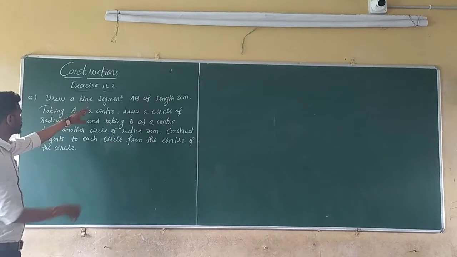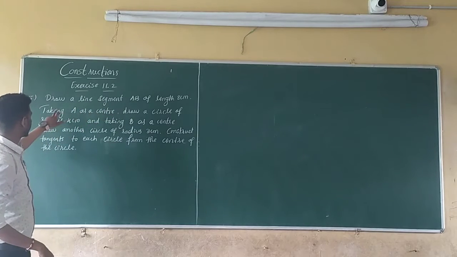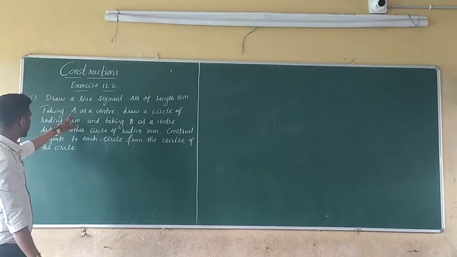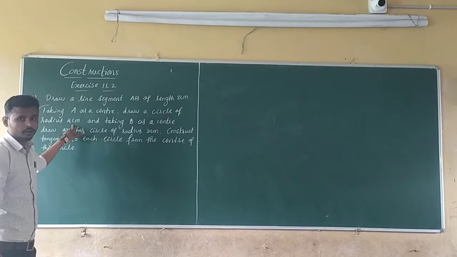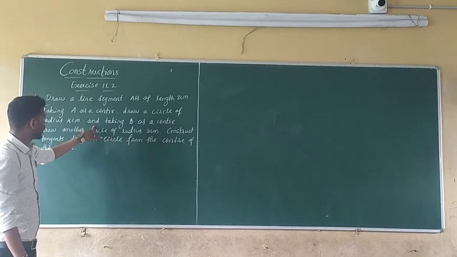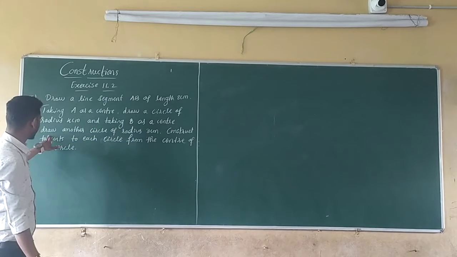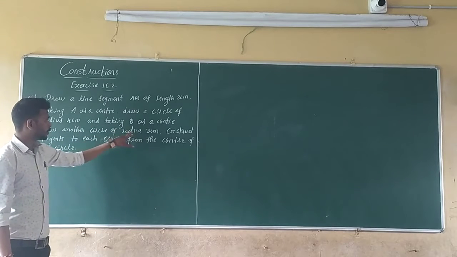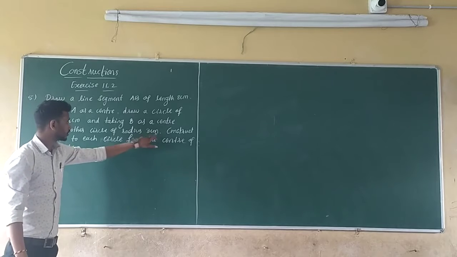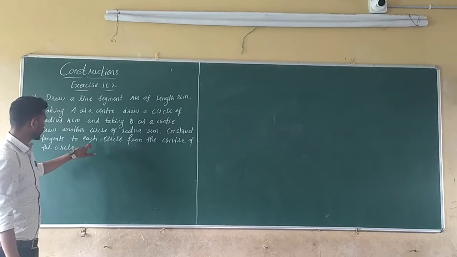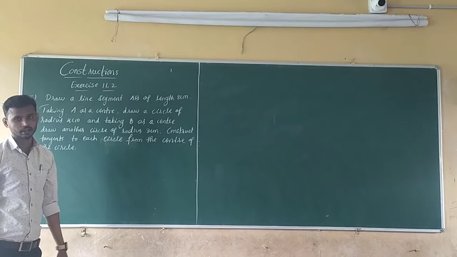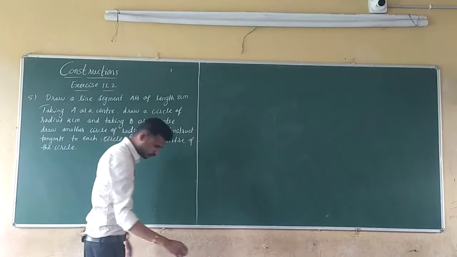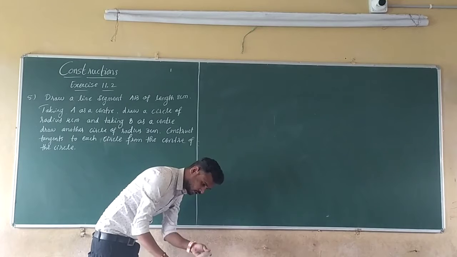Draw a line segment AB of length 8 cm. Taking A as a center, draw a circle of radius 4 cm. And taking B as a center, draw another circle of radius 3 cm. Construct tangents to each circle from the center of the other circle. Let us see here now.